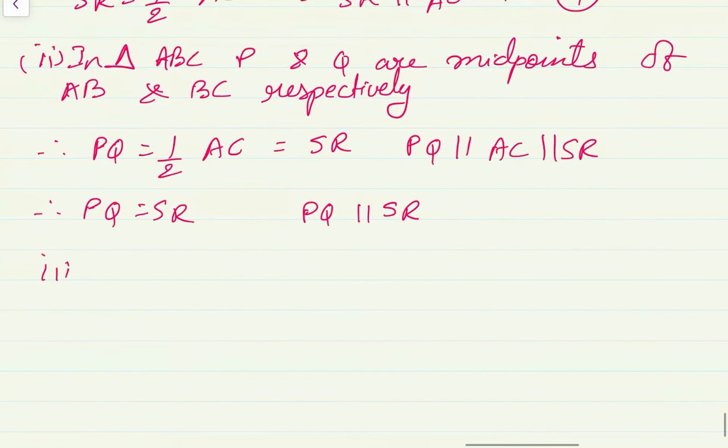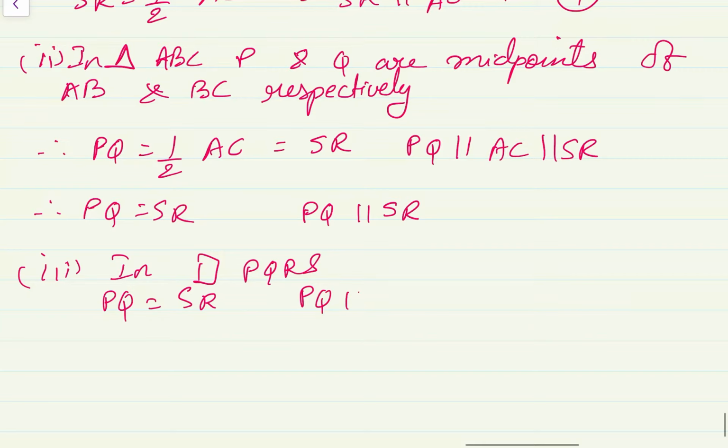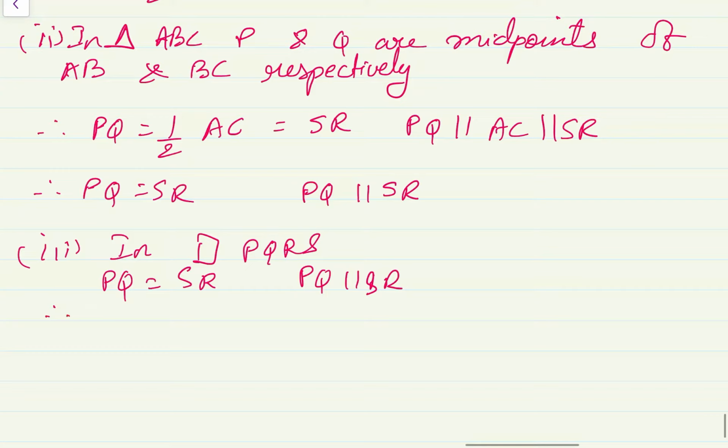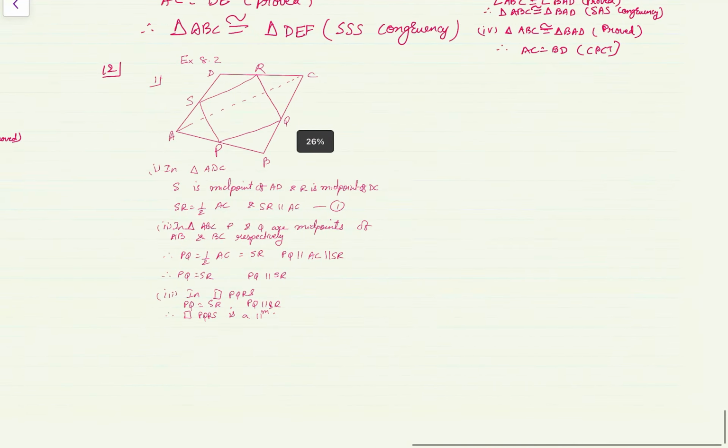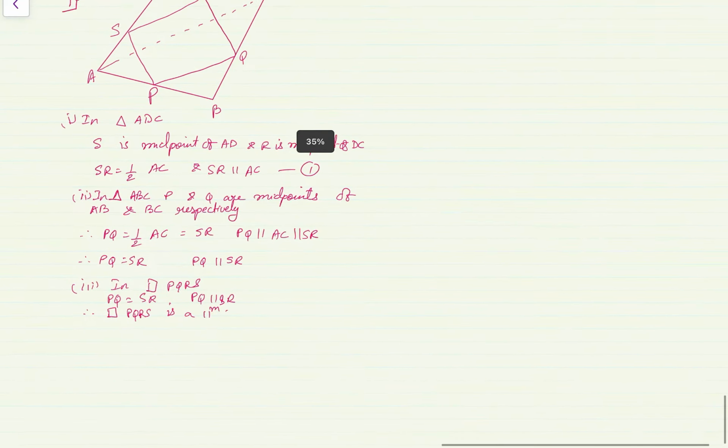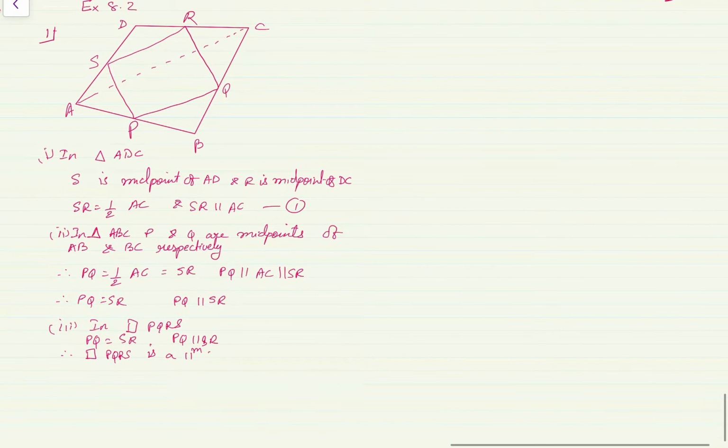And third result, in quadrilateral PQRS, opposite side PQ is equal to SR and PQ is parallel to SR. Therefore, quadrilateral PQRS is a parallelogram. So that was very simple question number 1 of exercise 8.2. Now let us do the second one.